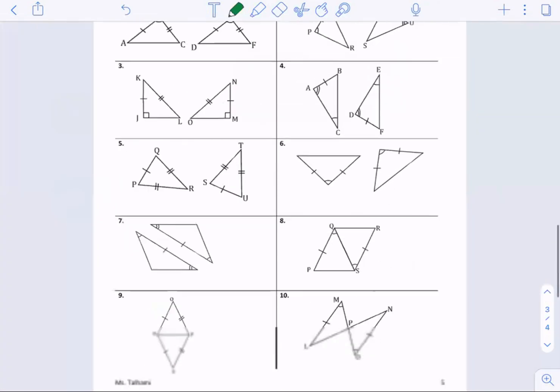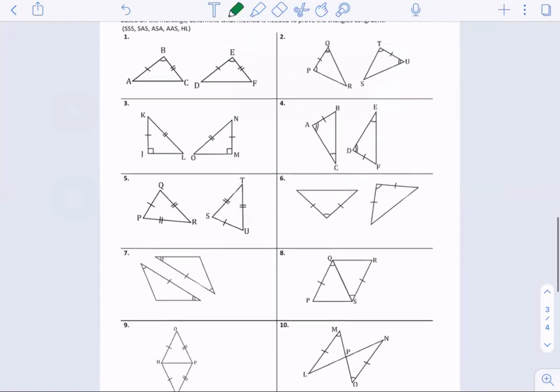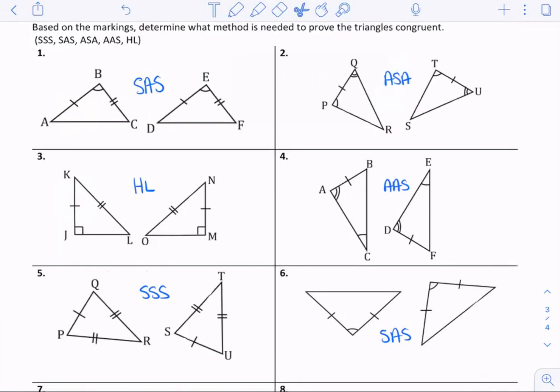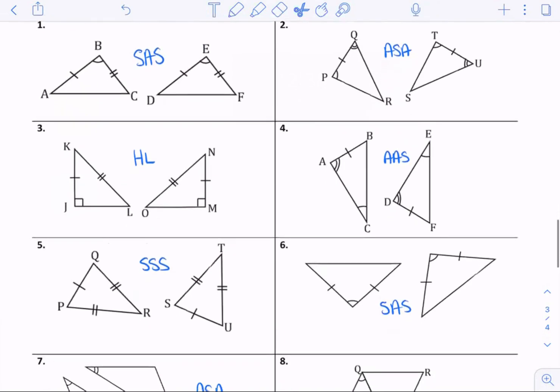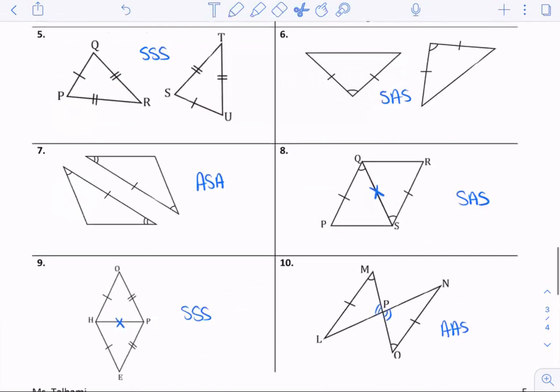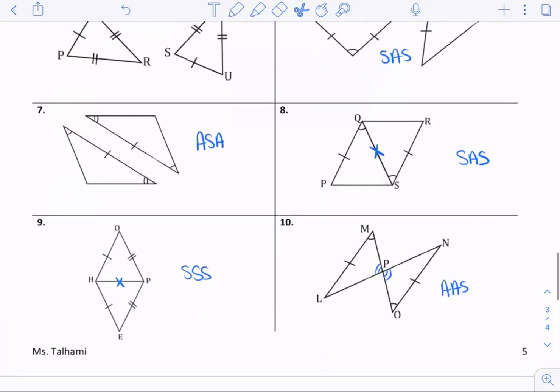You may have to mark some reflexive or vertical angles. So if you want to pause the video real quick and come back whenever you're done with this, you could see the answers. Okay, great. So hopefully you completed this section. And I want you to pause whenever you need to check the answers. Keep in mind, like for number 8, 9, and 10, you needed to mark the reflexive or the vertical angles wherever you saw them.